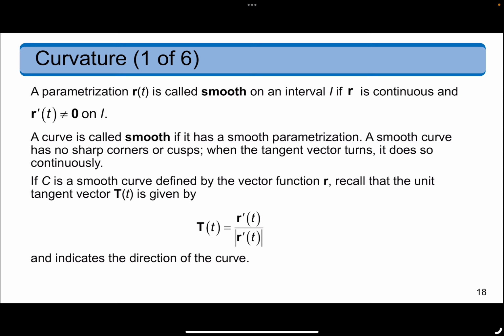A smooth curve has no sharp corners or cusps. So there are no sharp corners or cusps. When the tangent vector turns, it does so continuously. If C is a smooth curve defined by the vector function r, recall that the unit tangent vector T of t is given by r prime of t over the magnitude of r prime of t.